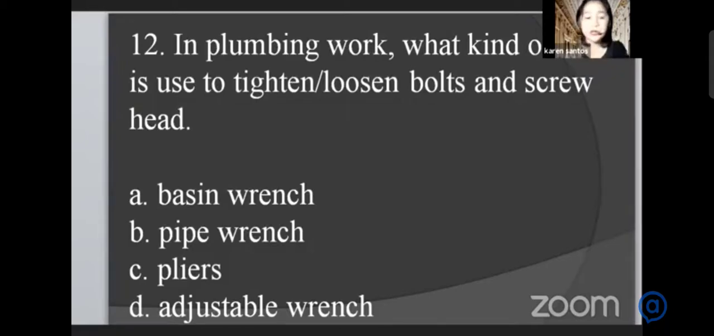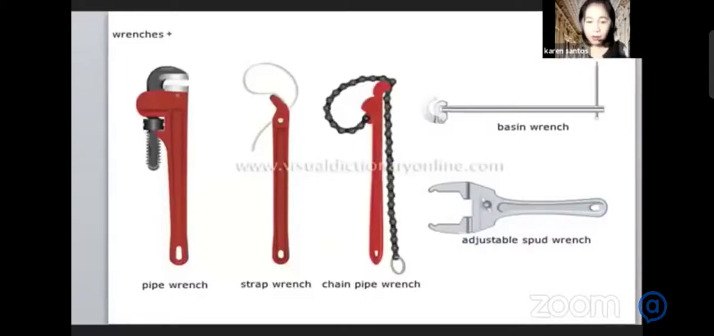Okay, so the correct answer in number 12, in plumbing work, what kind of tool is used to tighten and to loosen the bolts and screw head? Okay, so the correct answer is letter D, adjustable wrench. So that is the picture example of an adjustable wrench. Ang ina-adjust natin dito sa wrench is yung to loosen and to tighten the bolt and screw.